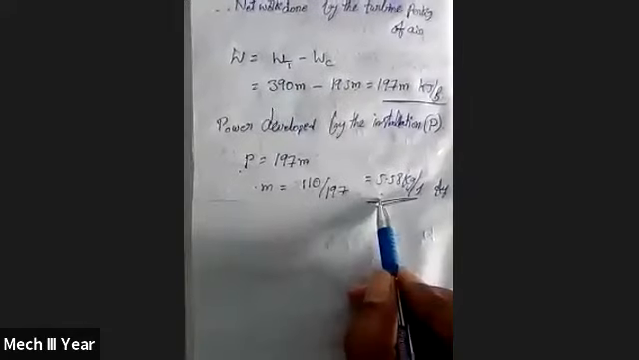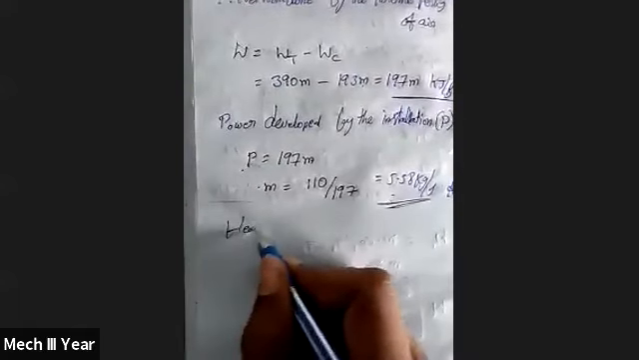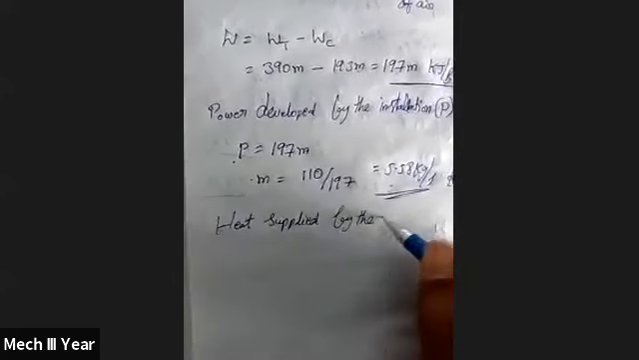Once you find this mass, you will get the heat supplied. How? We'll see here the heat supplied by the heating chamber.